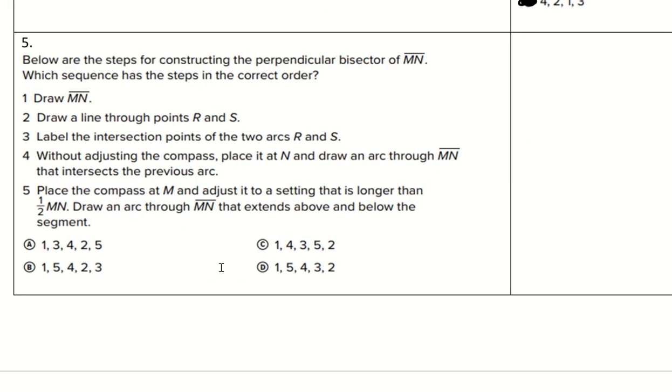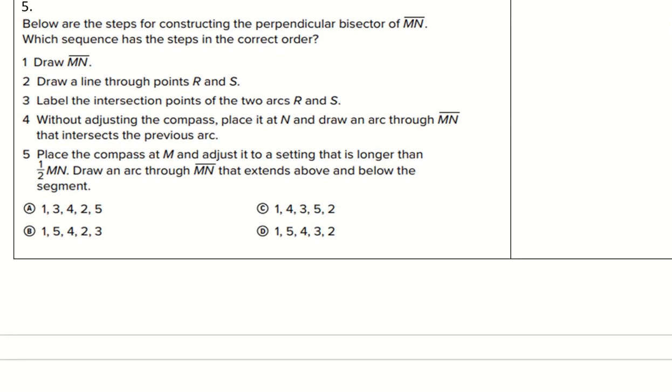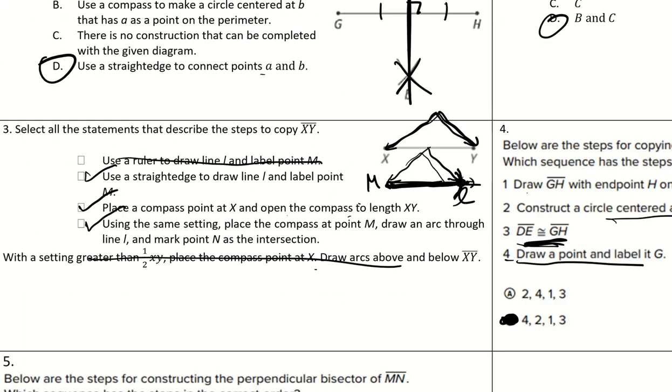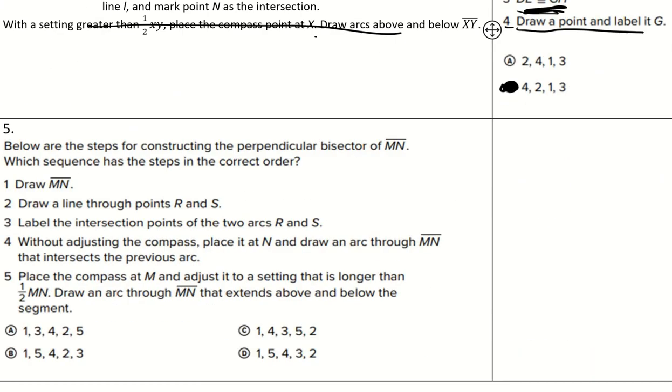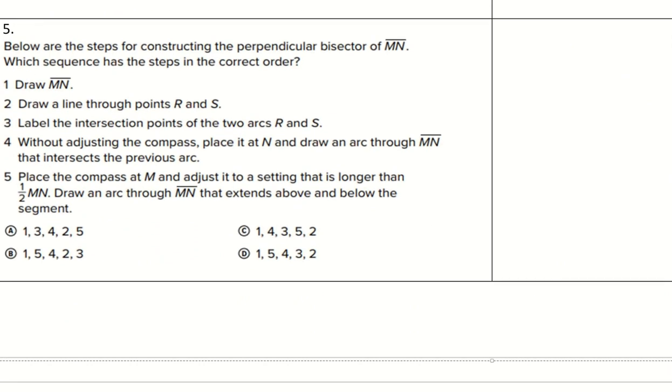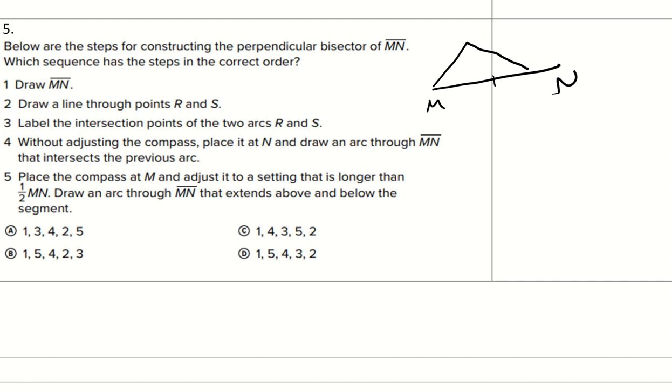All right, number 5, below are the steps for constructing the perpendicular bisector of MN, which sequence has the steps in correct order? We kind of talked about the steps, so we can go through it relatively quickly, because we did it when we did number 1. First off, we know that this is MN, so that's given, and we draw it. Then we're going to use the compass so that it's a little bit more than halfway. That looks like step 5: place the compass so it's longer than half of it. So step 1 and 5.